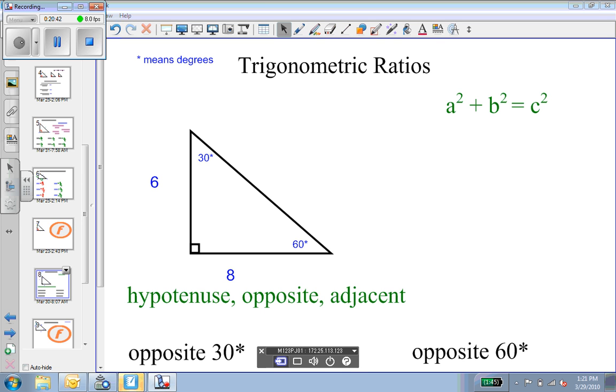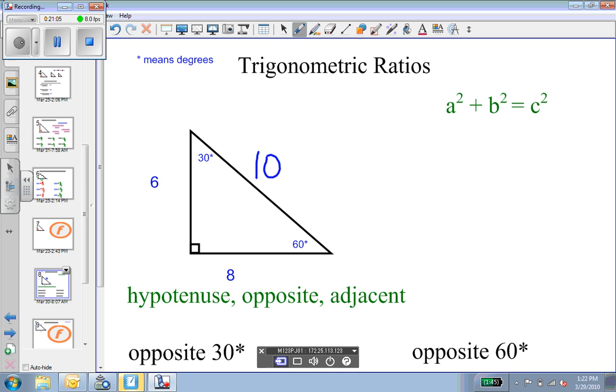What do you think, Akash? That's right, Pythagorean theorem. Does anybody know it? Anybody do it real fast? Well, 6 squared plus 8 squared. I want the answer. 10. 10. I knew that.